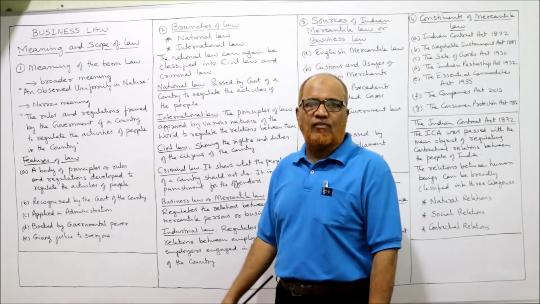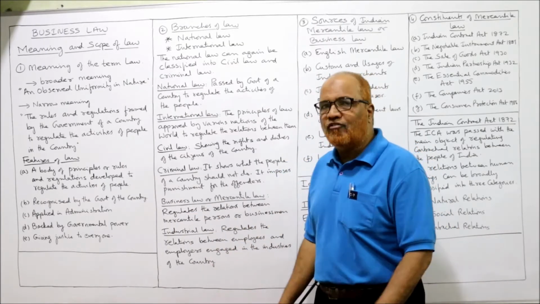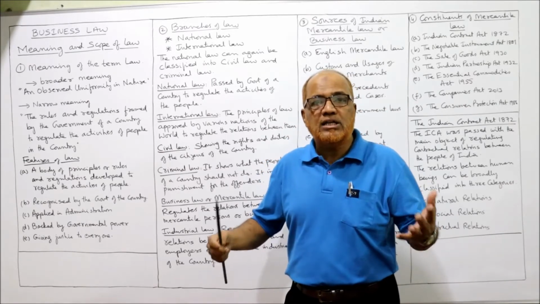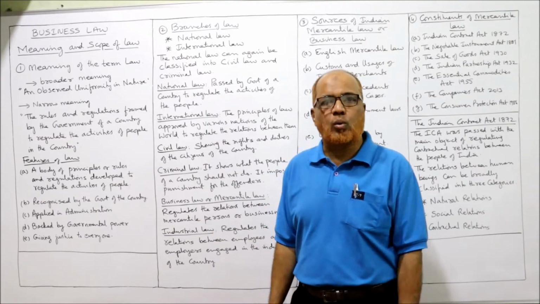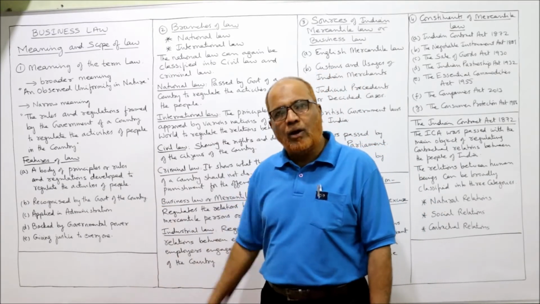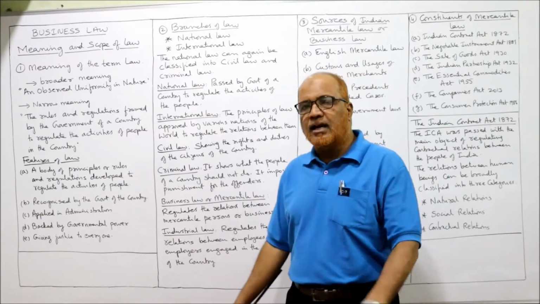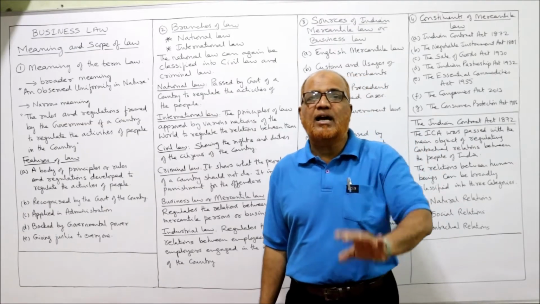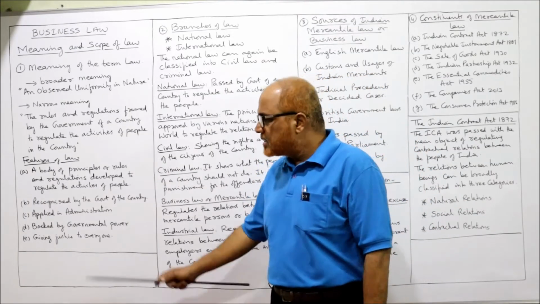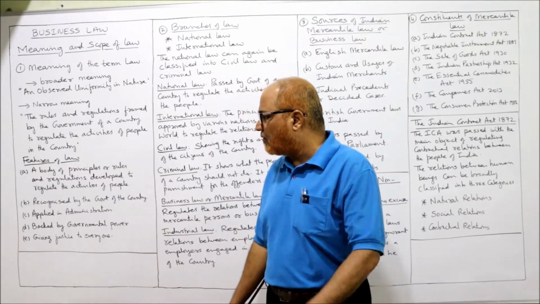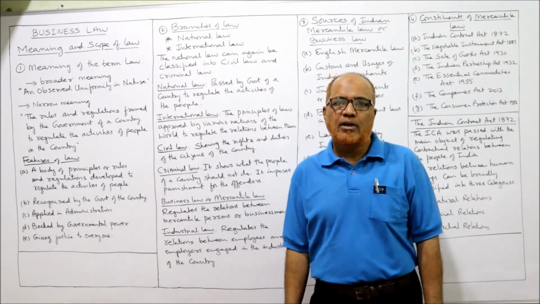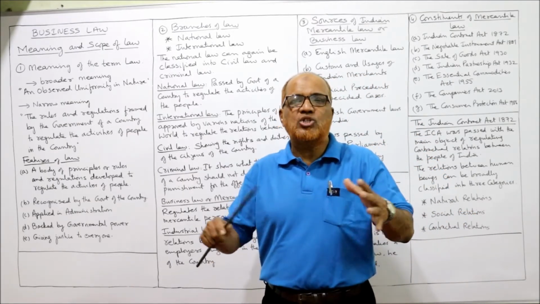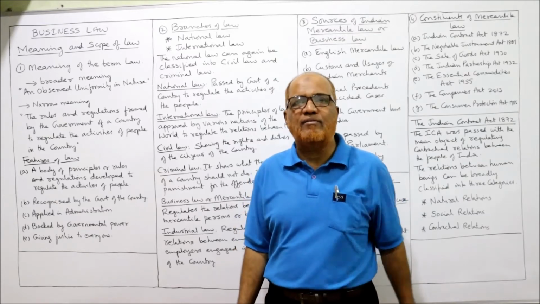Then what are the features of law? The features of law: first, it's a body of principles or rules. Whenever we speak about law, it means these are the general principles or rules which are framed and developed to regulate the activities of the people. Secondly, it is recognized by the government of the country. It will become a law only when it is recognized by the government. Thirdly, it is applied in administration. The law will be applied in order to administer, administer in the sense of making justice to everyone.